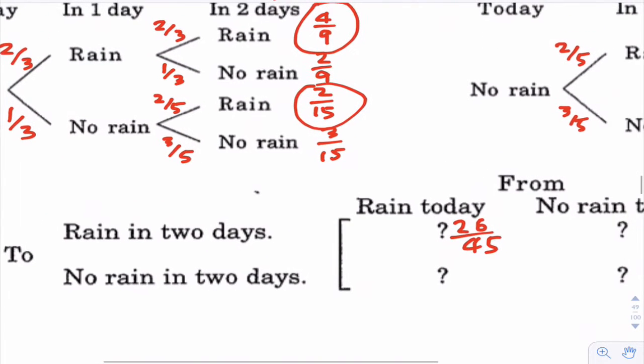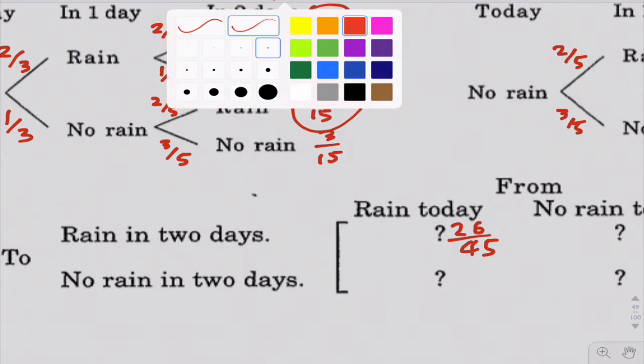If it's raining today, what's the chance that there's no rain in 2 days? That is, in the tree diagram, this one and this one added together, 2/9 plus 3/15. So let's do that. 2/9 plus 3/15 is 19/45. And notice that those two probabilities will add to 1.